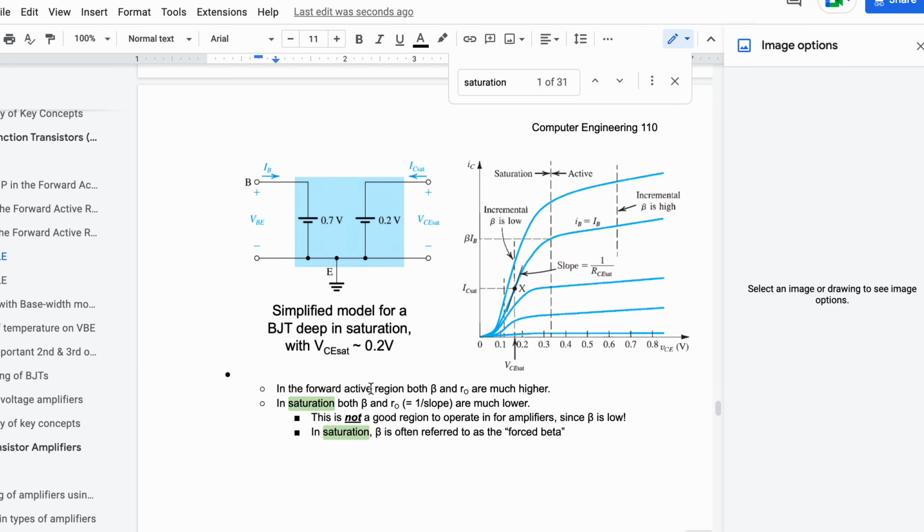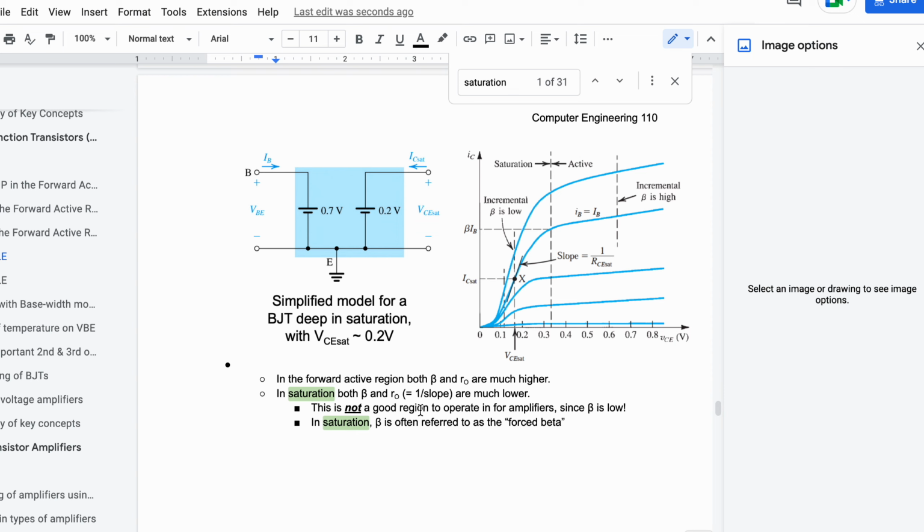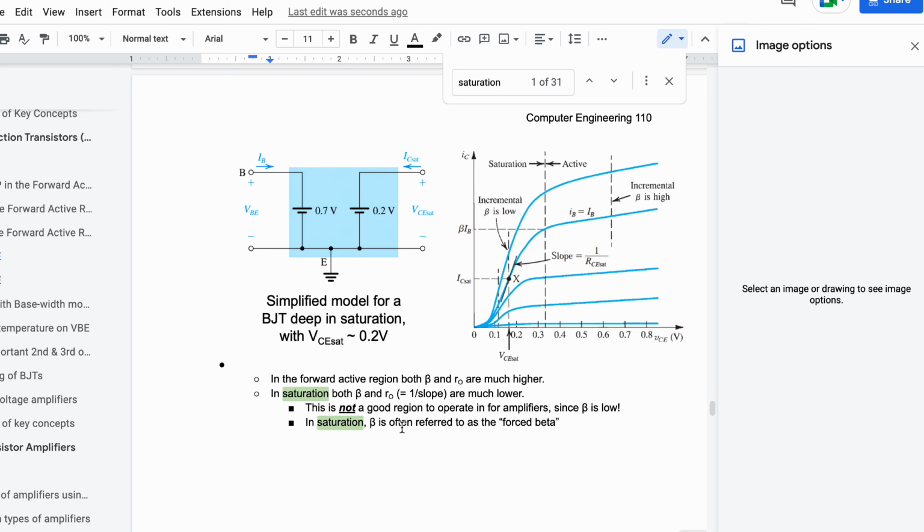In the forward active region, both beta and our R0 are higher. In saturation, both beta and our R0, which is equal to 1 over slope, are much lower. They're higher beforehand, and then in saturation, they're much lower. It's not a good idea to operate amplifiers in here since our beta is so low. In saturation, beta is then often referred to as the forced beta.